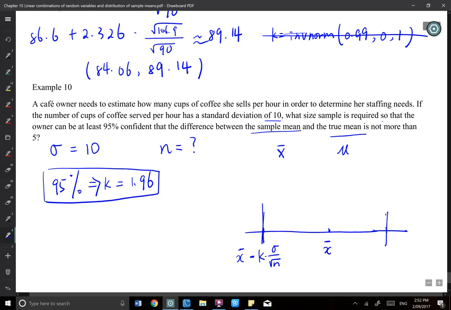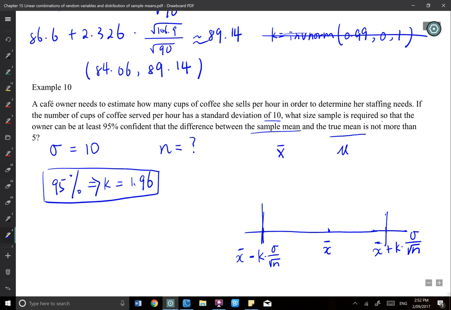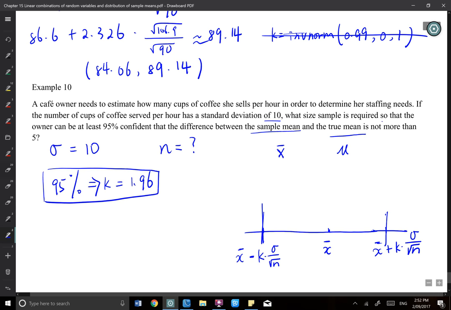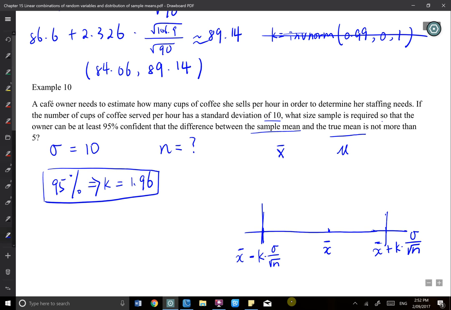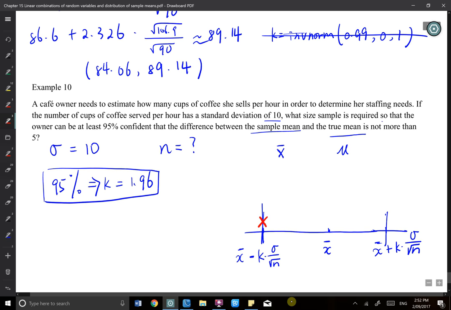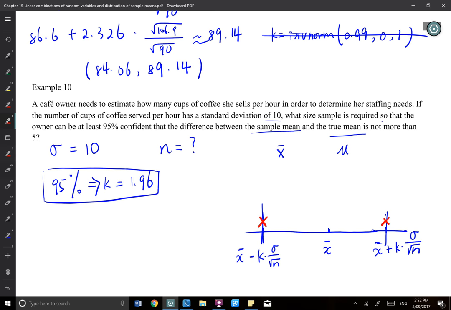Okay, let's go step by step. The most right-hand side value will be that. Your X bar is there. My mu will be sliding between that, right? The maximum difference will be 5, not more than 5. So that's the farthest point compared to X bar. If my true mu is just less on that, it's the farthest point there.